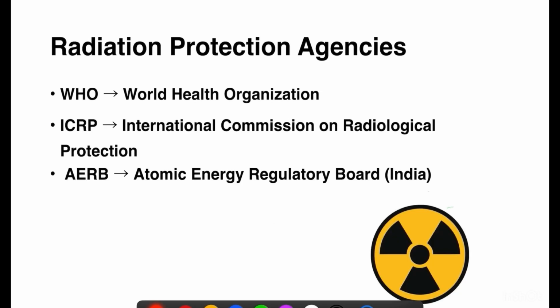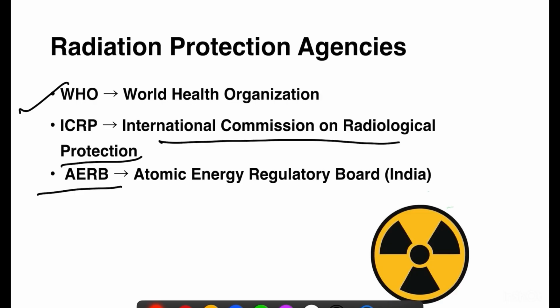The radiation protection agencies include WHO, the International Commission on Radiological Protection, and the AERB, that is the Atomic Energy Regulatory Board in India, which is a regulatory body which oversees nuclear and radiation safety in India.